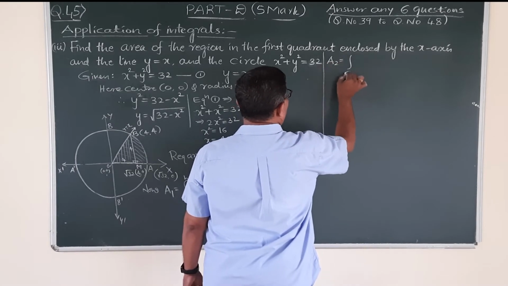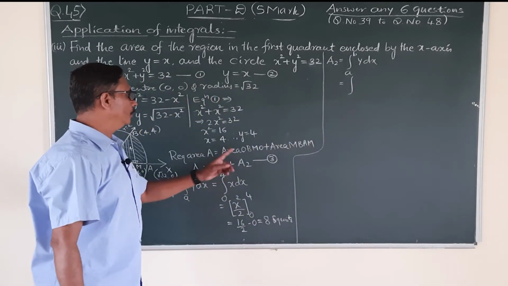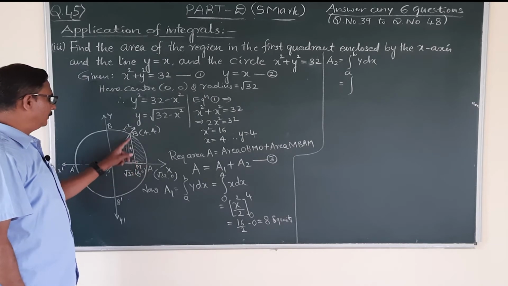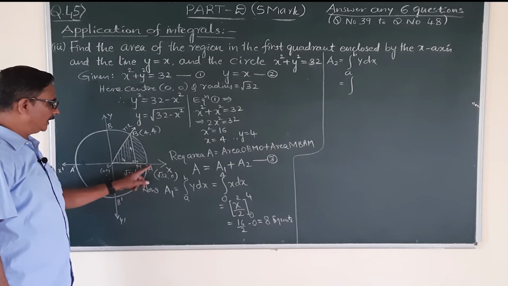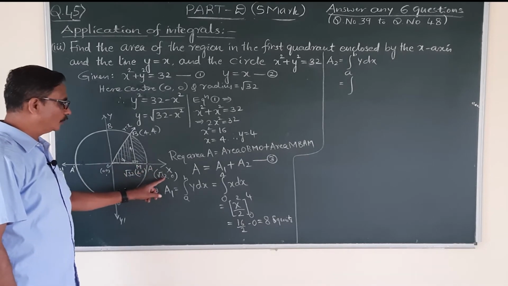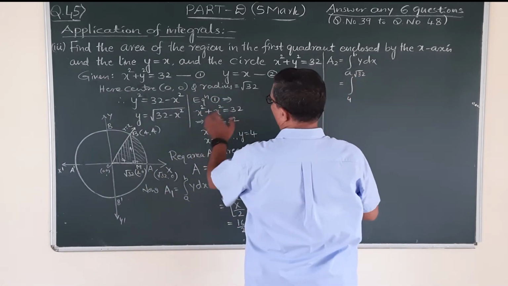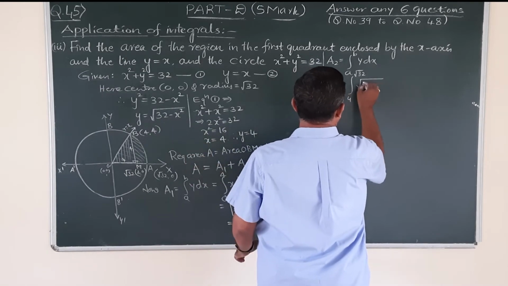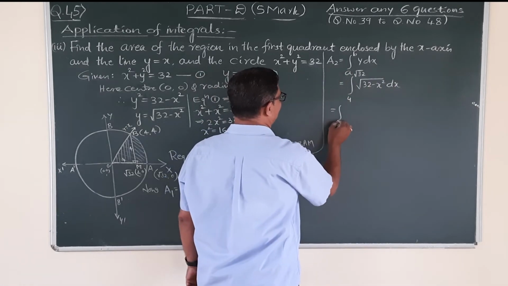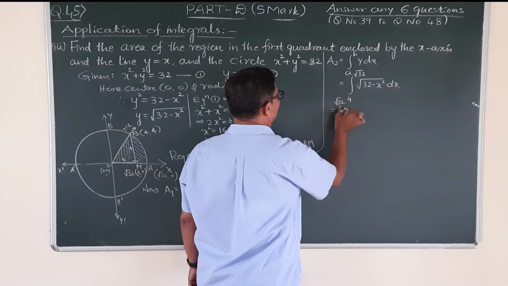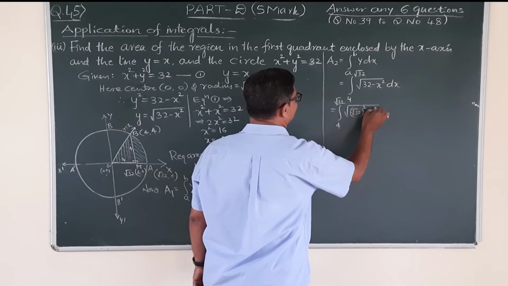A2 is equal to, again, the formula integral from a to b of y dx. Look, A2 means MBAM, this part, which is part of the circle. So M to A: M has coordinates (4, 0) and A has coordinates (root 32, 0). What are the limits? 4 to root 32. Y dx, the y value is here root of 32 minus x square, with respect to x. That is equal to the integral from 4 to root 32 of root of 32, which can be written as root of (root 32) square minus x square.